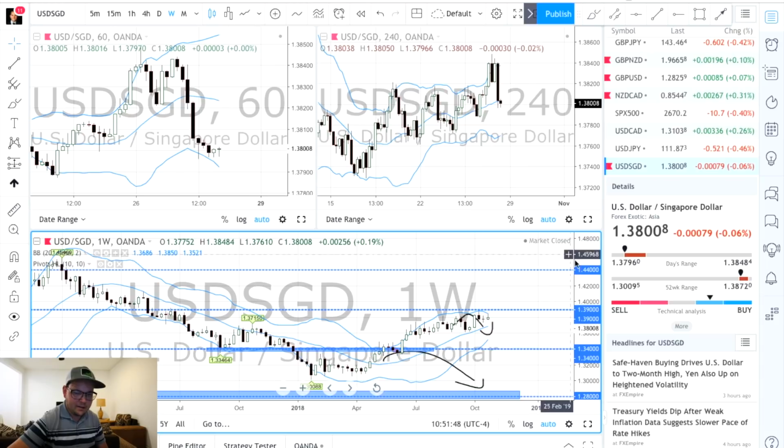USDSGD is reaching a resistance area. It's been there for the past couple of weeks at 1.39. You look for a bearish setup there.